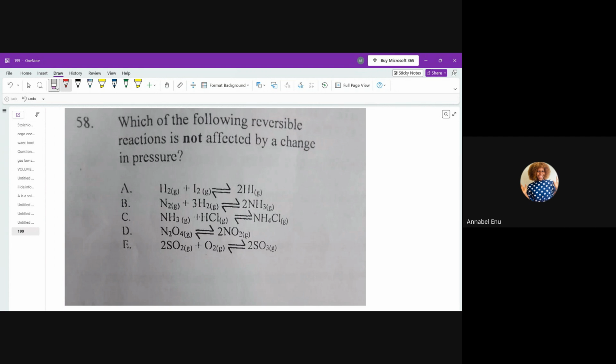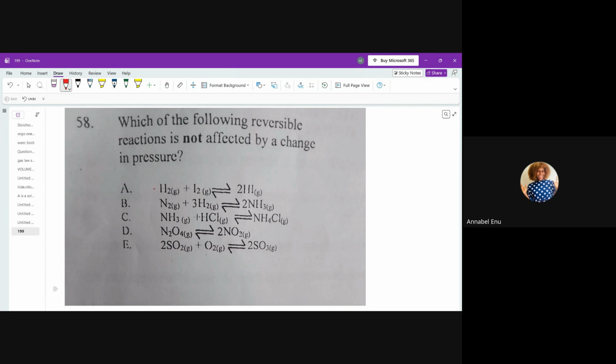All right. Now, in this particular question, which of the following is not affected by a change in pressure? This is a 2023 WAEC question. Okay, so we'll be starting with the first option. Like I said, when we are dealing with the effect of pressure, we would first determine the side with the more number of mole.